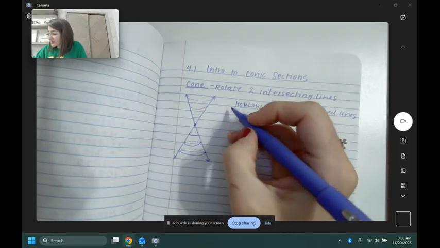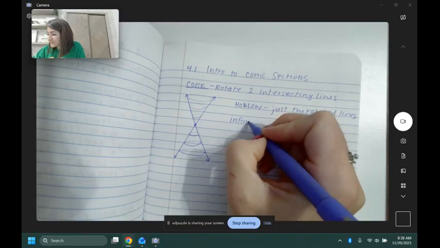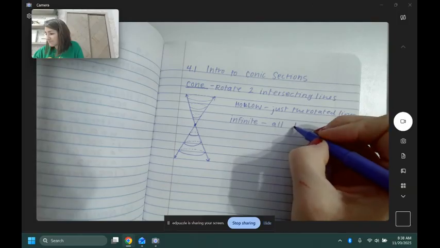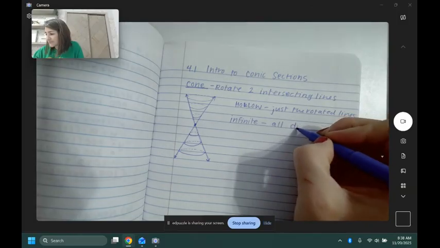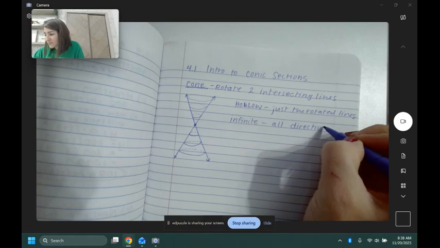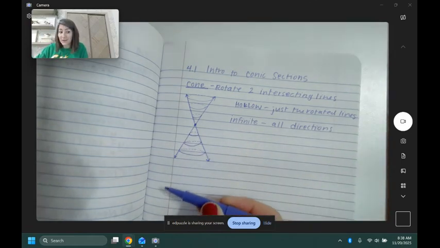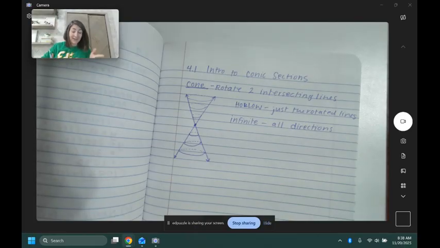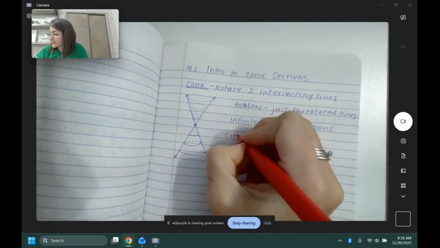The other thing to keep in mind is it is infinite. All directions. All four. Right, so this would continue spinning all the way down here and all the way up here. So this cone will continue to get wider and wider and wider. So again, if I'm taking a slice of it, maybe a vertical slice, that will be an infinitely tall vertical slice. And I'm going to start with the easiest, I think, to visualize, which is the circle.